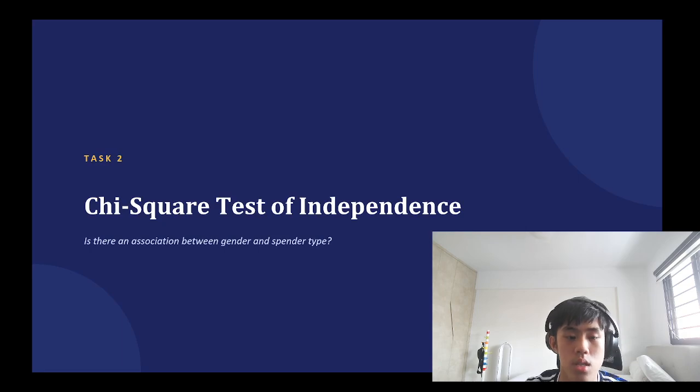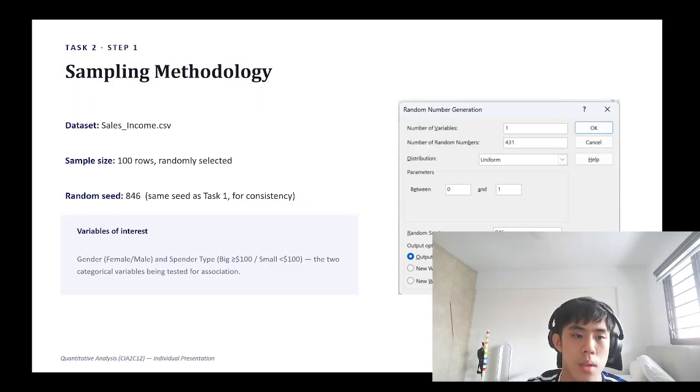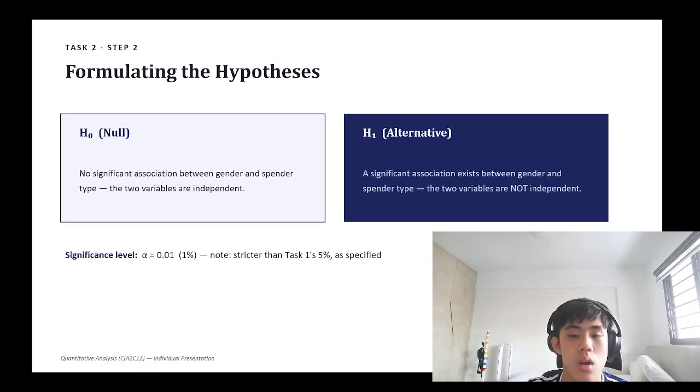Then the next one is the testing for the spending transaction habits. For sampling, we use sales income, and out of the 431 rows of data, we had to take a sample size of 100 randomly selected. I did the same thing, as you can see, with the random seed being 846.